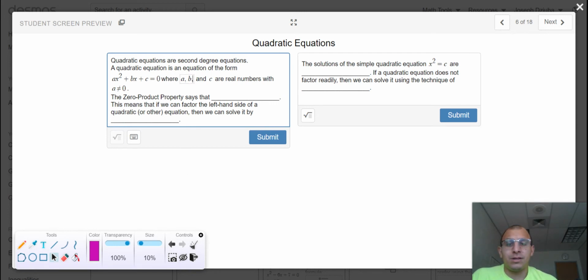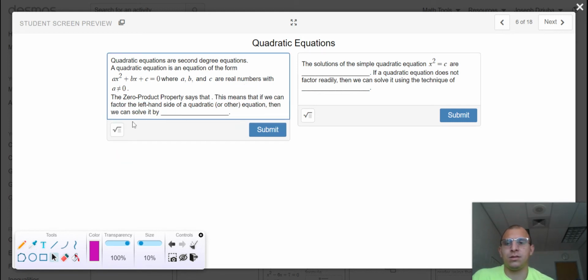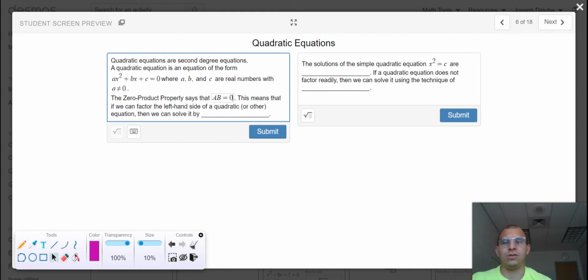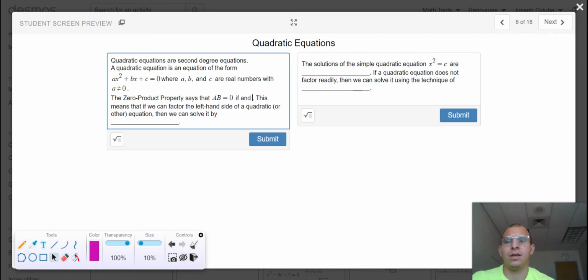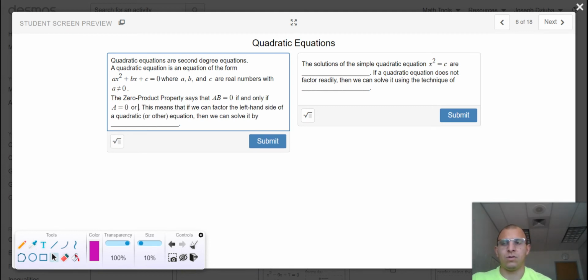The zero product property says that AB equals 0, you might be like, AB, right? If and only if A equals 0 or B equals 0. Okay. So in the previous lesson, we spent a little bit of time reinforcing this idea of factoring. Factoring is a solution strategy that we employ when solving equations of the second power. So quadratics, we also use it with higher degree functions, but typically with quadratics, we're going to factor exclusively.